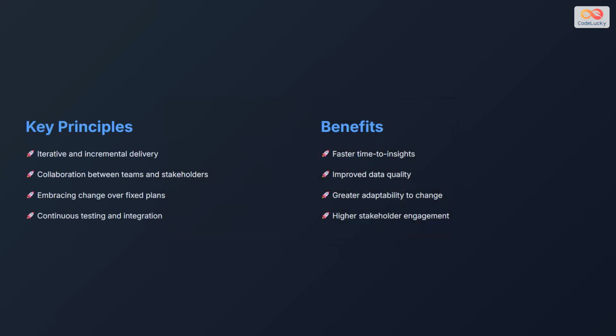The key principles of Agile Data Development are iterative and incremental delivery. Collaboration between teams and stakeholders is very important. It embraces change over fixed plans and includes continuous testing and integration. The benefits include faster time to insights, improved data quality, greater adaptability to change, and higher stakeholder engagement.